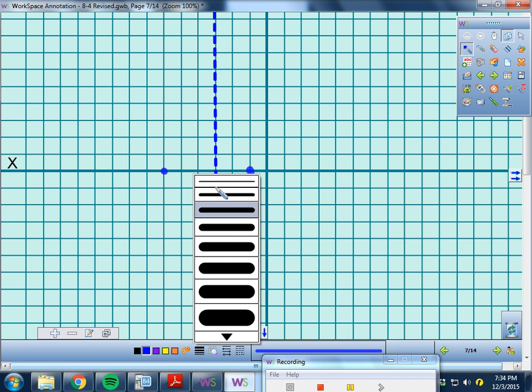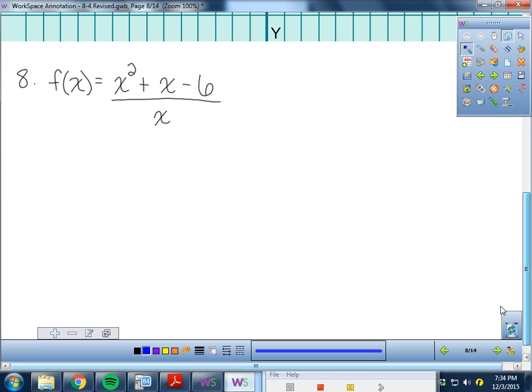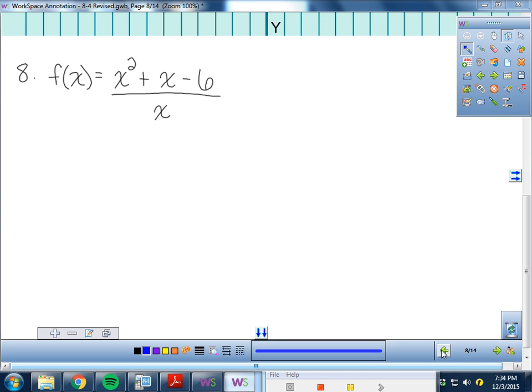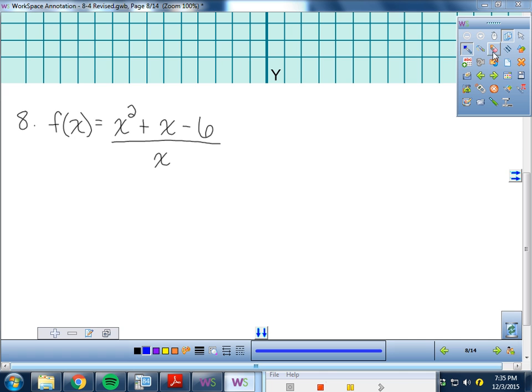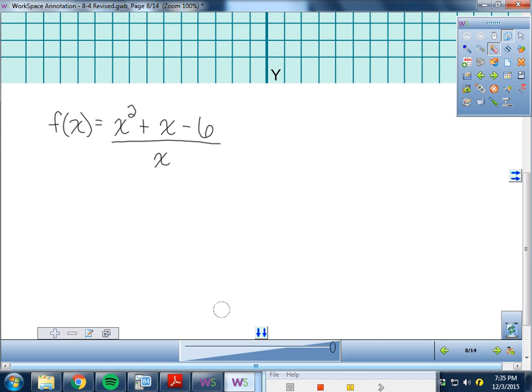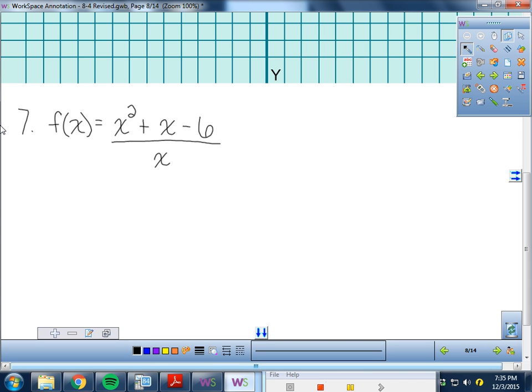Make my pen a little less thick. Okay, and there's that graph. Alright. I think I did mess up on my numbering here. This is not number 8, this is number 7. Sorry about that. Alright, so let's take a look here at number 7.